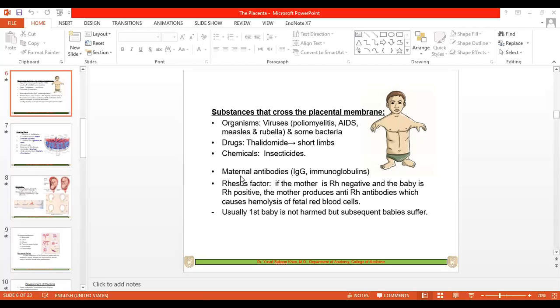But the rhesus factor antibody is different from this one. These are the ready-made antibodies, and this is the antibody produced because of the mixing of blood between the fetus and the mother during the first delivery, when the mother is Rh negative and the child is Rh positive. So this is a disadvantage because it will create problems for future pregnancies. This antibody is different from those antibodies. The maternal antibodies for all other kinds of infections are advantages, but the Rh factor antibody is not an advantage.